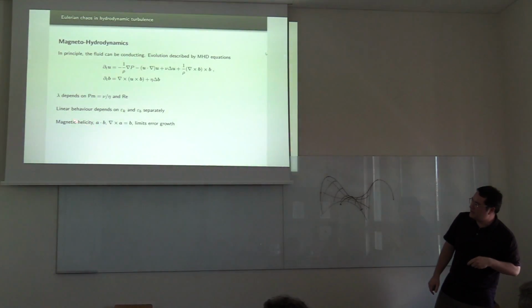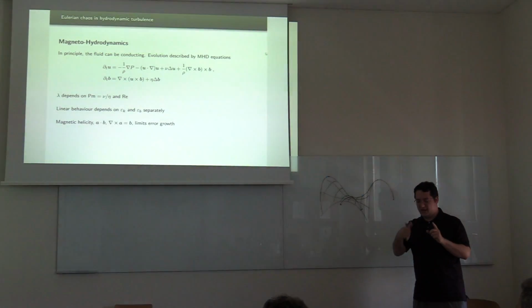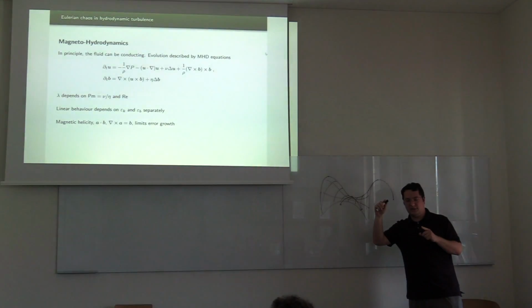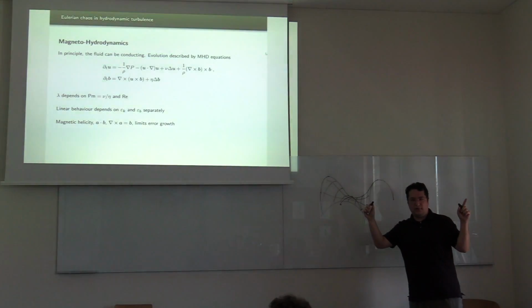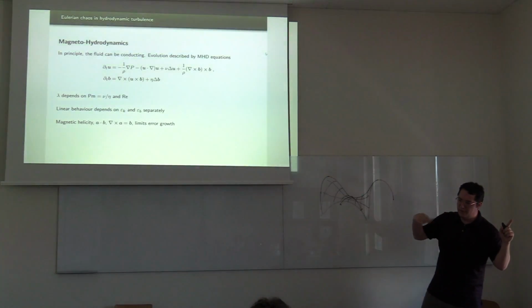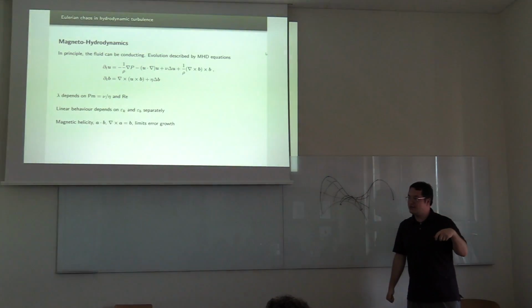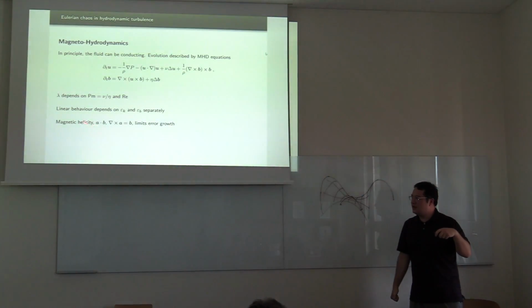We also find that the magnetic helicity, which is somehow the knottiness of the magnetic field lines, limits the error growth. So if magnetic helicity rises to the maximum value it can possibly be, which is given by some realizability condition, you will actually have no error. So in some way, the helicity is making the system more ordered.